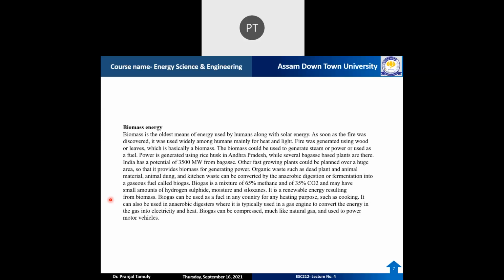Biogas can be used as a fuel in any country for heating purposes, such as cooking. It can also be used in anaerobic digester where it is typically used in a gas engine to convert energy in the gas into electricity and heat. Biogas can be compressed and much like natural gas and used to power motor vehicles. So instead of this natural gas, we can always use this biogas to put in our motor vehicle. So the advantage is that this is the renewable source of energy and it does not produce that much pollution.